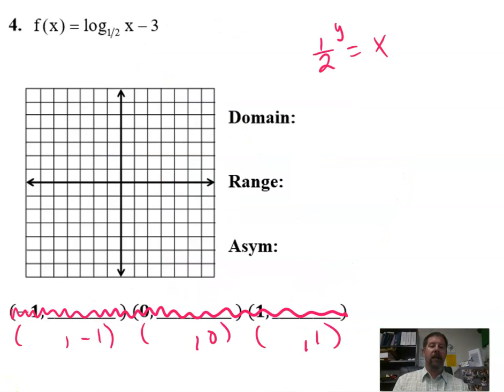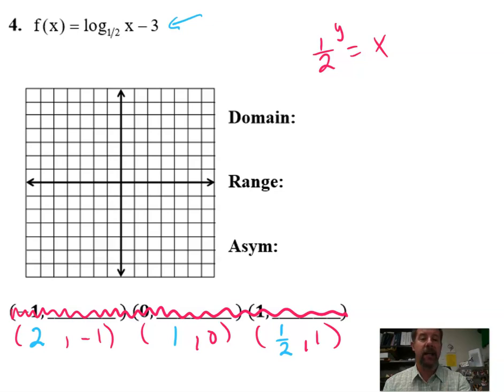Okay, number 4, again, ignore your h and k. So write your parent function, 1/2 to the y equals x. Now we've got to find our points using the y values. And we get 2, -1, 1, 0, 1/2, 1. And then now I need to shift my graph again. Now be careful with this one.